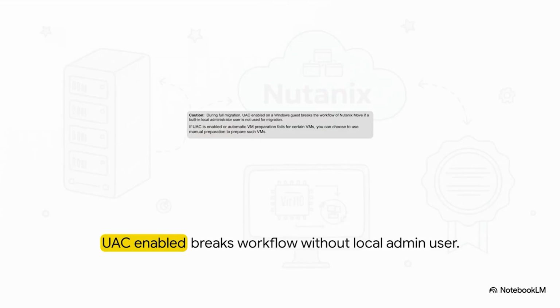Well, as the source material explicitly warns us, if UAC is enabled on a Windows guest during a full migration, it actively breaks the Nutanix Move workflow. There's exactly one workaround if you leave UAC on. You absolutely must use the built-in local administrator user for the migration credentials. If you try to use a domain admin or some other custom admin account while UAC is running, the script execution gets blocked. If you can't disable UAC and you can't use the built-in local admin, you have to fall back to manual preparation.